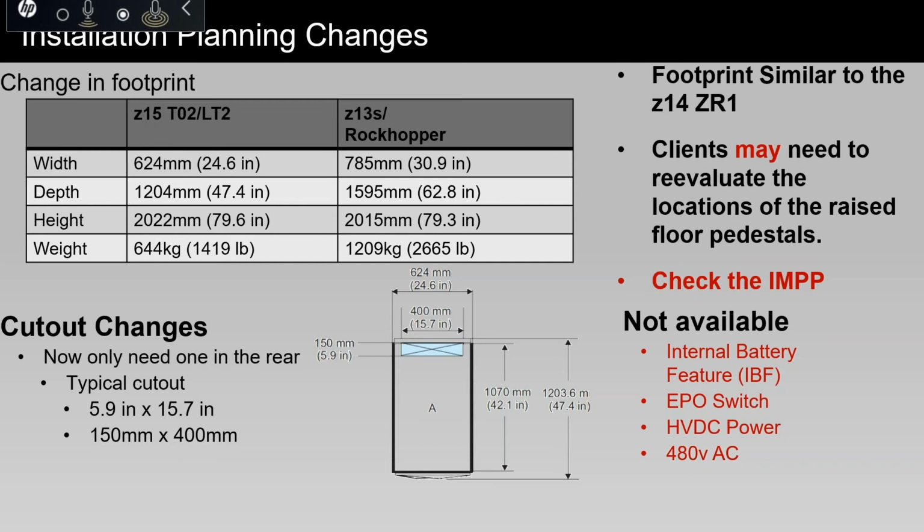We talked about the cutout, talked about the internal battery feature and the EPO switch going. The pedestals are one thing that you may have to reevaluate where they are, but pretty much here are the dimensions.